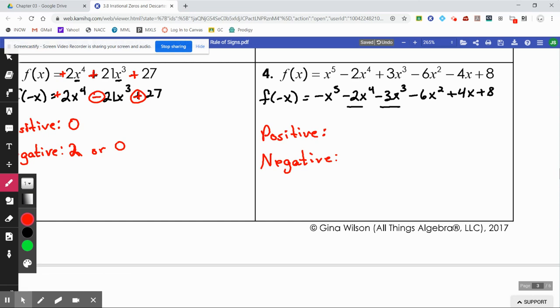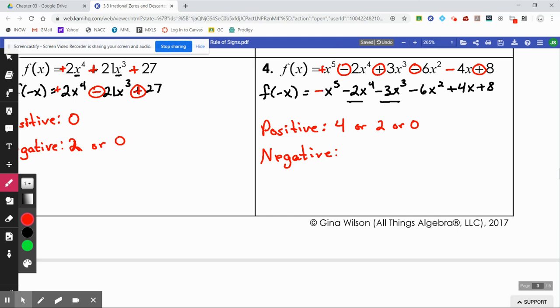So let's start with f of x. You start with a positive, and there is 1 sign change. You go to a negative. There are 2 sign changes, 3 sign changes. You stay negative here, and there are 4 sign changes there. So therefore, you will have either 4 positive roots, or go down 2, or go down 2 again. You might have 4, or 2, or 0. Now let's check out our negatives. You start negative, you stay negative, you stay, you change here. So therefore, you're going to have 1 negative.